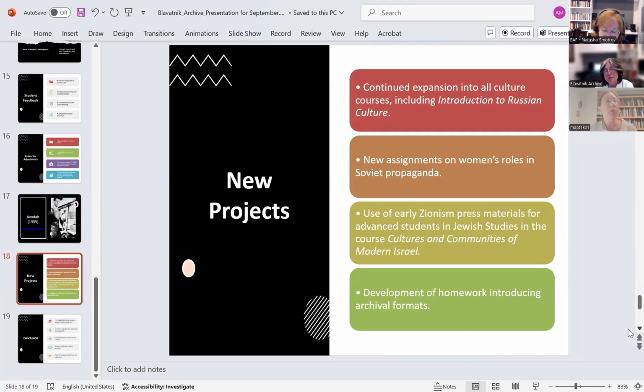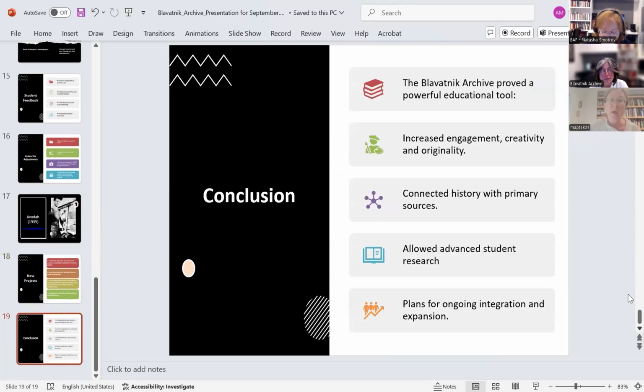So to summarize, I want to continue expansion into all culture courses, as I said, including Introduction to Russian Culture and Cultures and Communities of Modern Israel. I also want to use assignments on women's role in Soviet propaganda. I used early Zionist press materials in the Cultures and Communities of Modern Israel course. And I want to create shorter home projects, more like homework, concentrating on particular topics. That's mostly it.